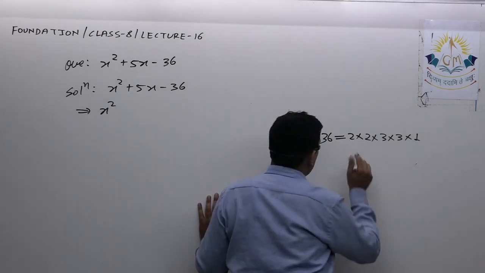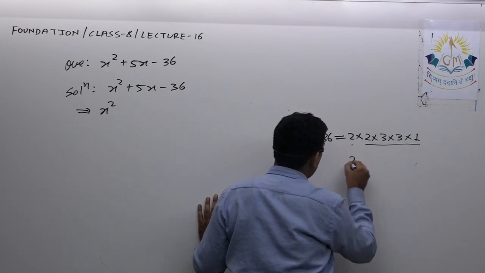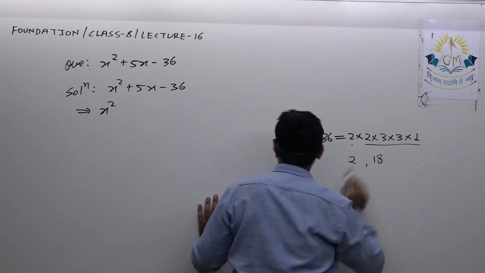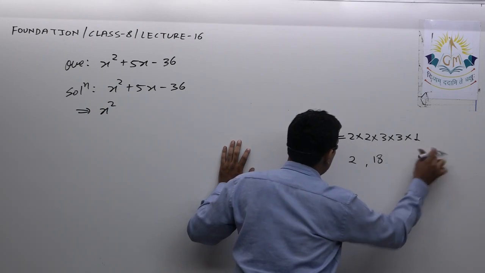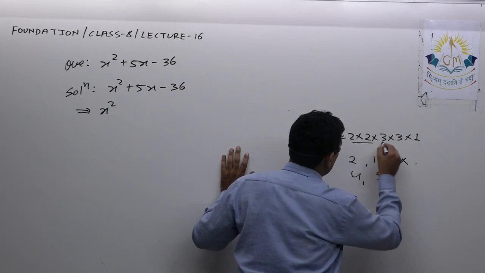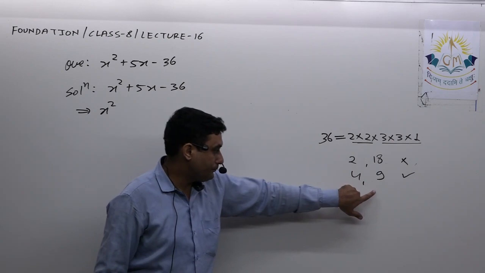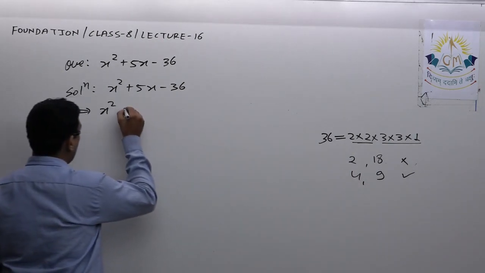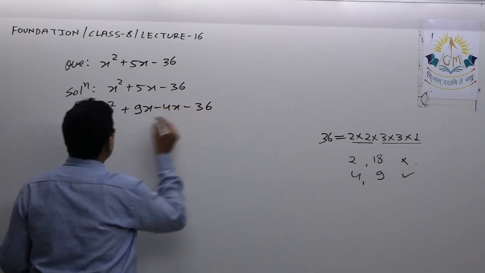So over here, if I take this 2 and these all together, what I will get is 2 multiplied by 18. 2 and 18. Definitely their sum is neither 5 nor minus 5. So this is an incorrect combination. Now I take this 4 and 9. 4 and 9. Yes, it is the correct option, because here the difference will be 5 if I take 9x minus 4x. So here I write 9x minus 4x minus 36.